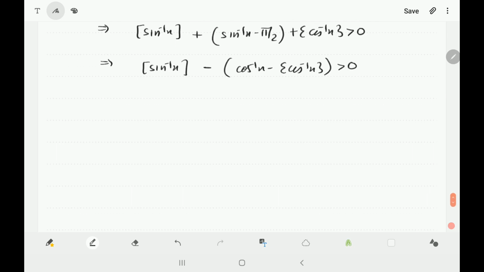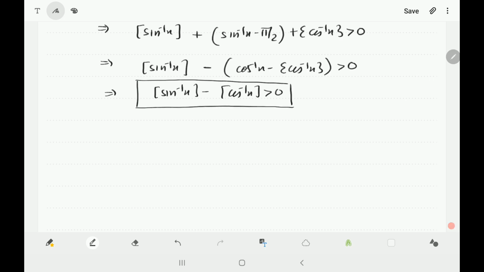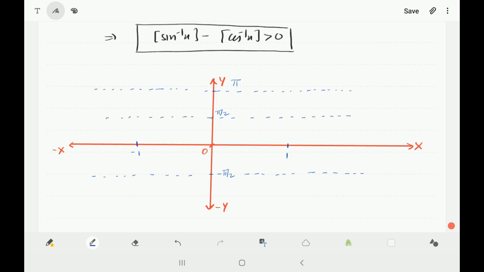So cos inverse x minus fractional part of cos inverse x will give us greatest integer of sin inverse x minus greatest integer of cos inverse x greater than 0. Okay, so domain of both these functions is the closed interval minus 1 to 1. So we can easily draw the graph and find out where sin inverse x greatest integer is greater than cos inverse x greatest integer. Okay, so let's draw graph of these two functions. So let's first draw the graph of sin inverse x. The domain is minus 1 to 1. So you already know the graph is like this.